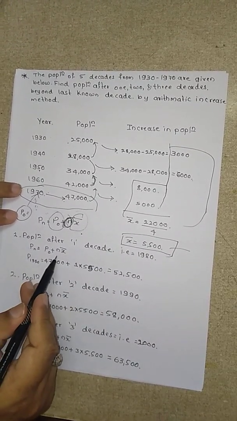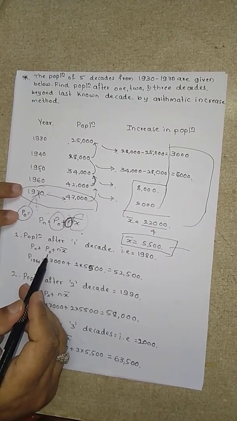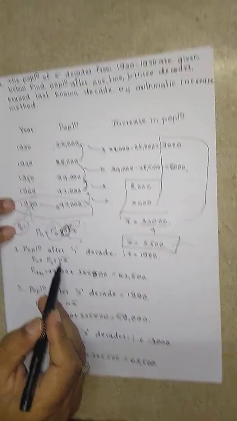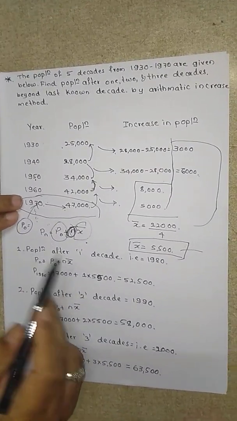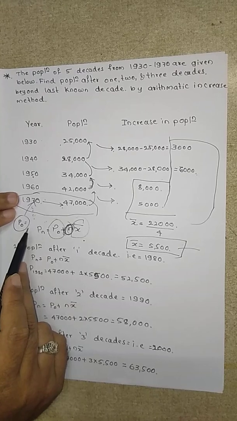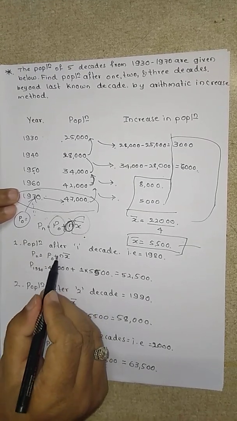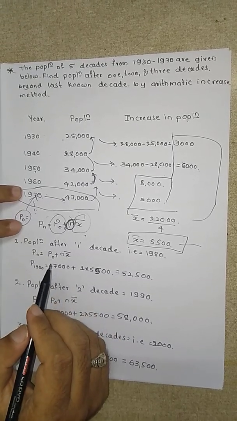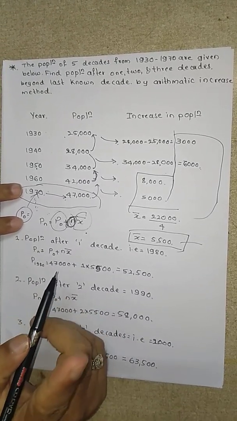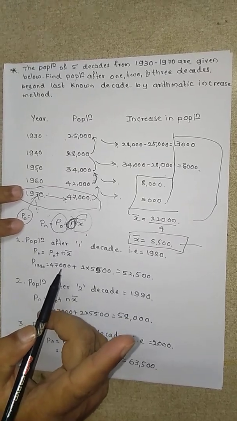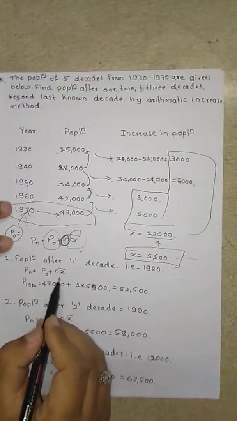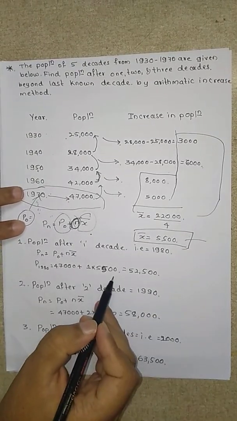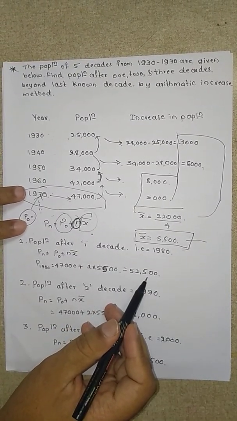So Pn is equal to P naught plus N x bar. P naught we already know, it is 47,000. Now what is the value of N? After the known decade, 1970 to 1980, how many decades? 1 decade, which has 10 years. So N is equal to 1. X bar is equal to 5,500, this we have determined. So the population will be 52,500.